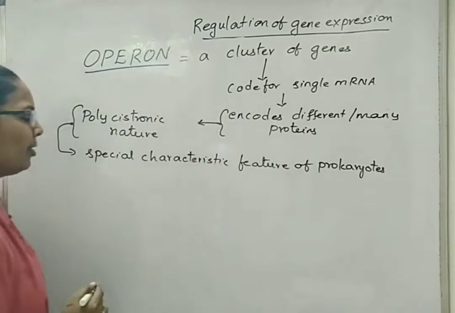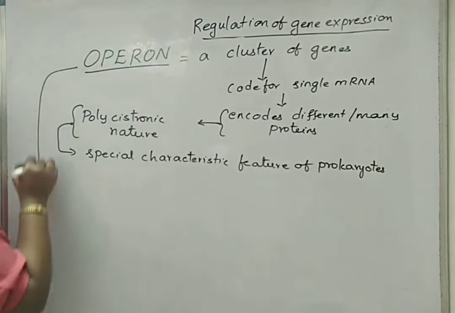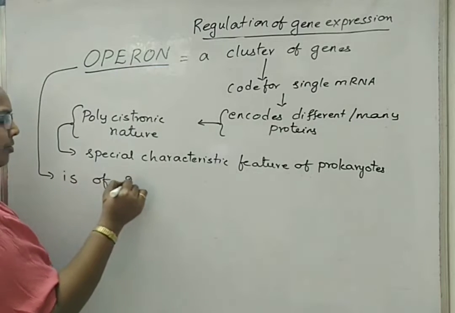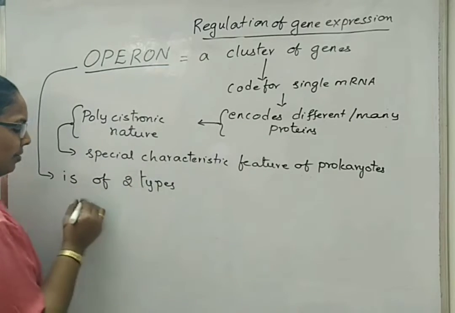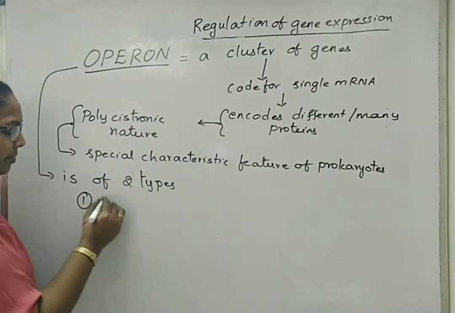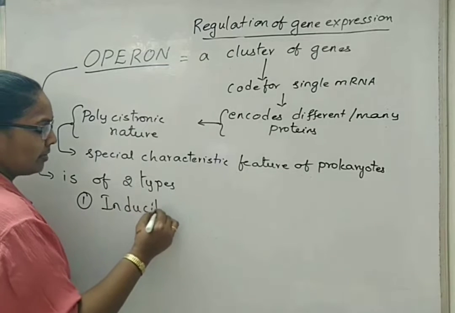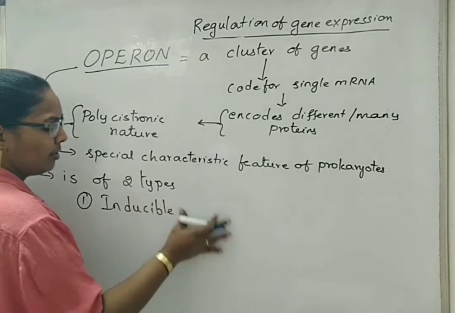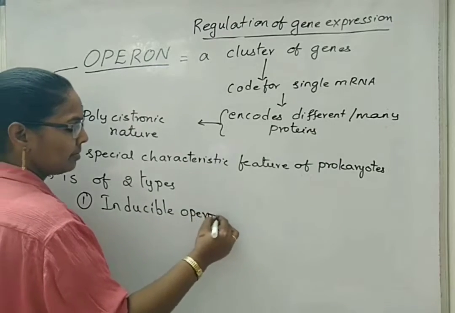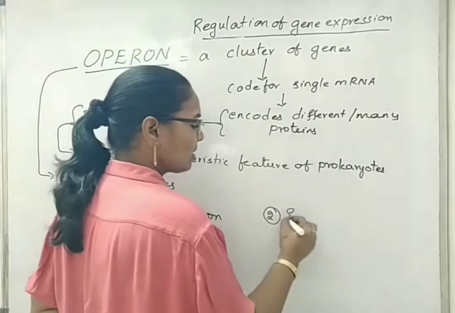Now, operon is of two types. One is inducible operon. Second one is suppressible operon.